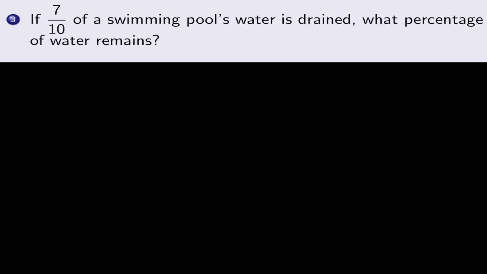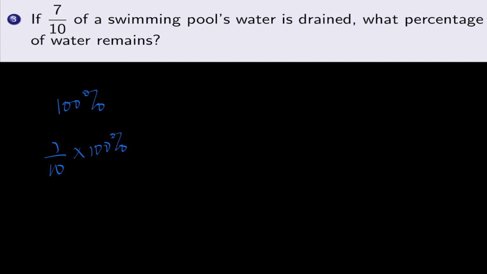With our next question, we have if 7 on 10 of a swimming pool's water is drained, what percentage of water remains? So we know that the entire percentage is 100%. So all that you have to do is to convert the amount drained into percentage. So we are going to have 7 on 10 multiplying 100%, which is going to give us 70%. So we've drained 70% of the entire volume of the swimming pool's water.